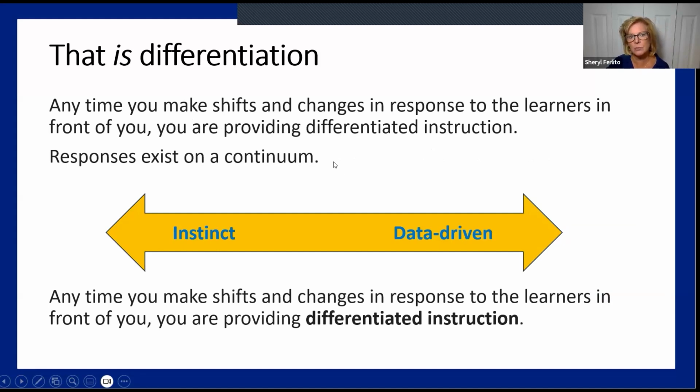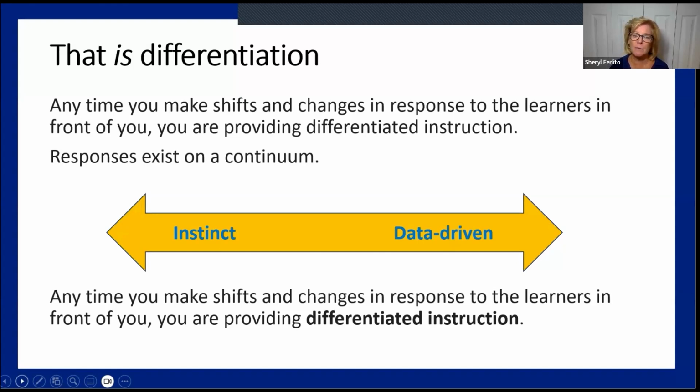You are responding to learners on a continuum. That is differentiation. You're operating on instinct, but you're also operating on the other extreme of the continuum based on data. You're planning lessons based on data, you're adjusting those lessons based on instinct, based on feedback that you're seeing when your students are performing a particular task. So anytime you make shifts and changes in response to the learners in front of you, you are providing differentiated instruction. So it should help you feel better to know that you are differentiating instruction every day when you have kids in front of you and you're making these micro shifts.